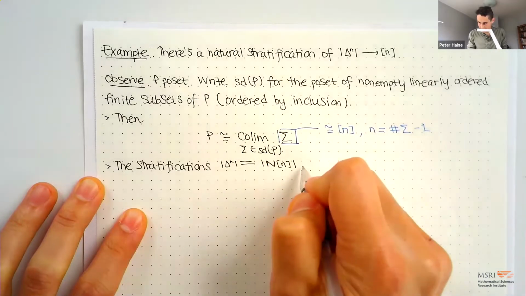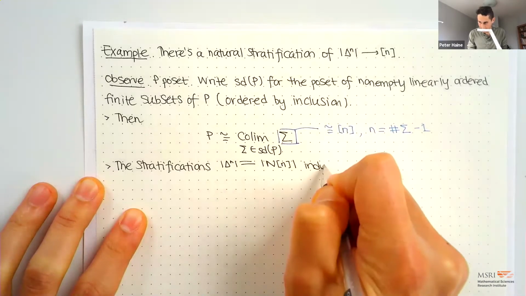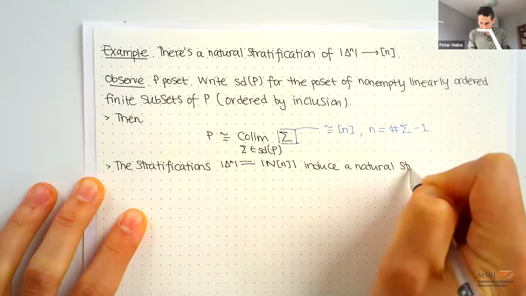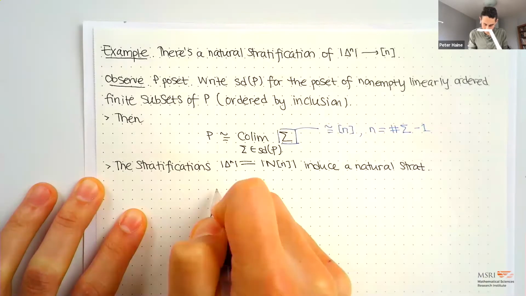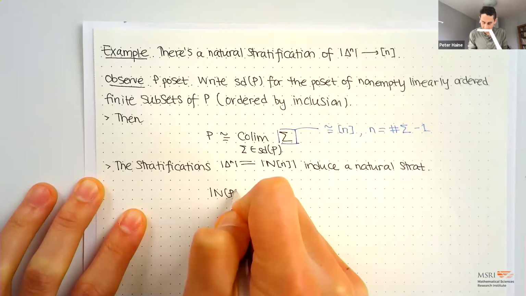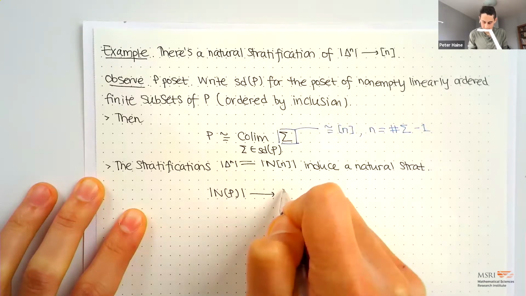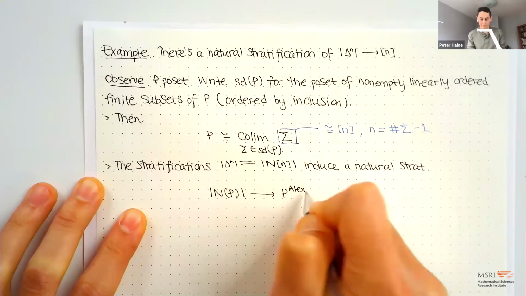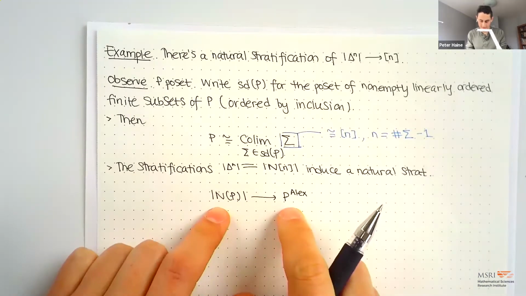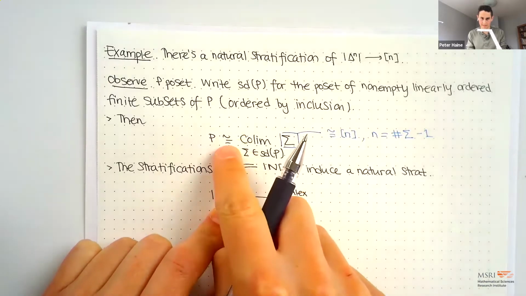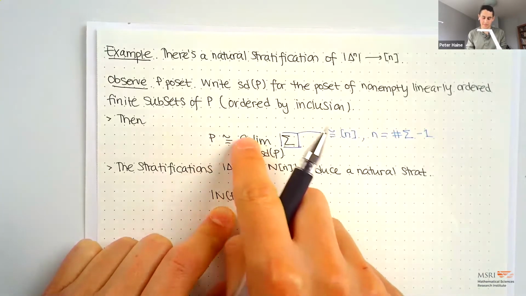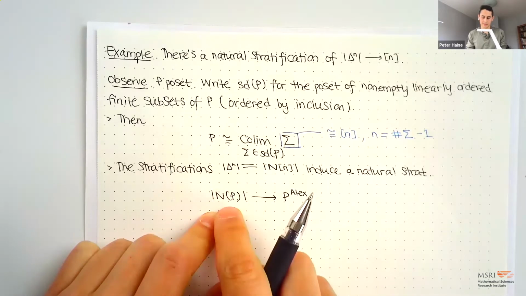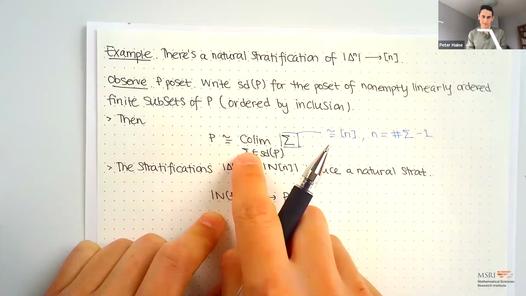And so these induce a natural stratification from the nerve of P to P, and let me emphasize that this is with the Alexandrov topology. I'm going to think about this in two ways. This colimit is, if I first think about it as being in categories, then the nerve actually preserves this particular type of colimit.